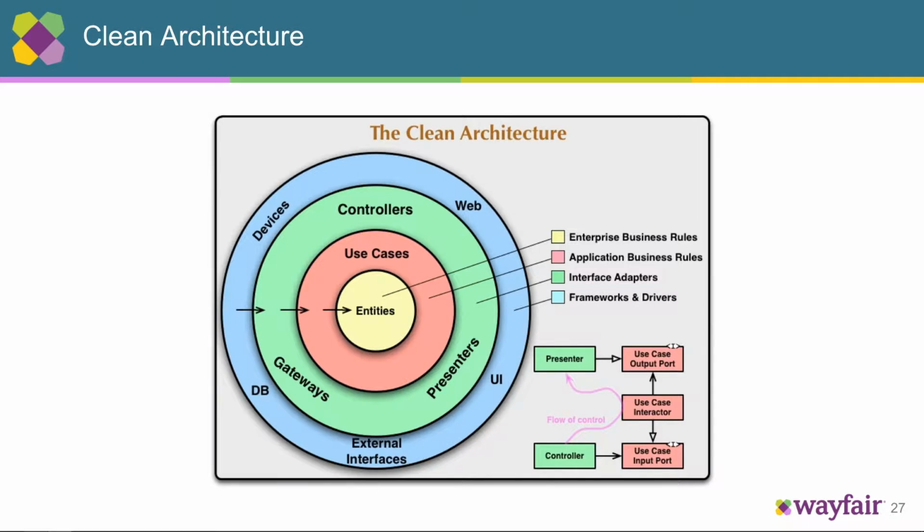This is the canonical clean architecture diagram. It's like an onion, where the stuff on the outside is the only thing that can be affected by any external forces. The core of it, which is the enterprise business rules, should always be protected from anything that can change based on platform.